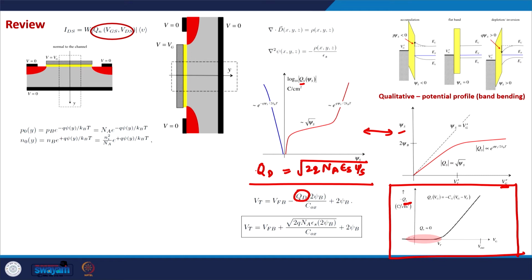And as we can see from this plot, in the subthreshold regime, which is the case when Vg is less than Vt, Qn is an extremely small number, almost equal to 0, well below the threshold voltage. It starts increasing exponentially as the gate voltage approaches the threshold voltage, and then it increases abruptly.